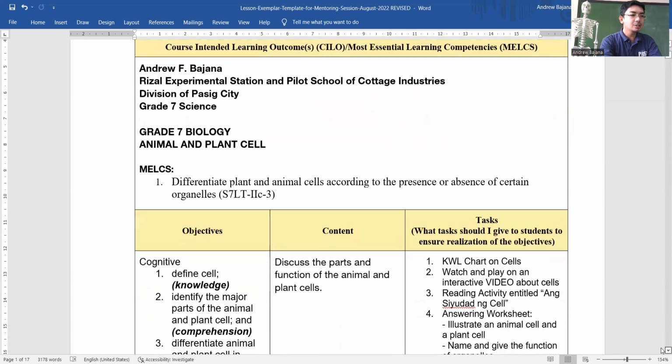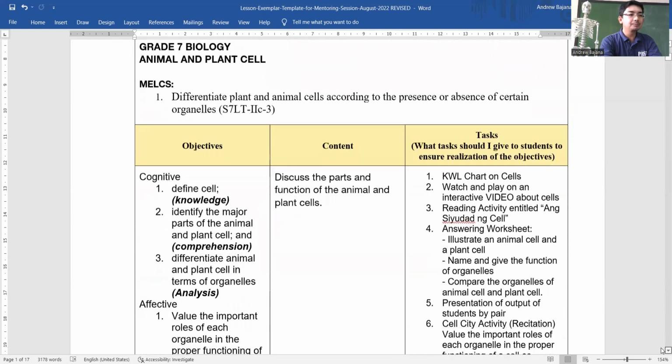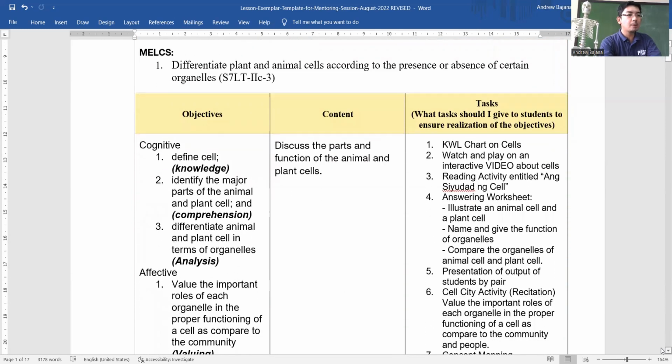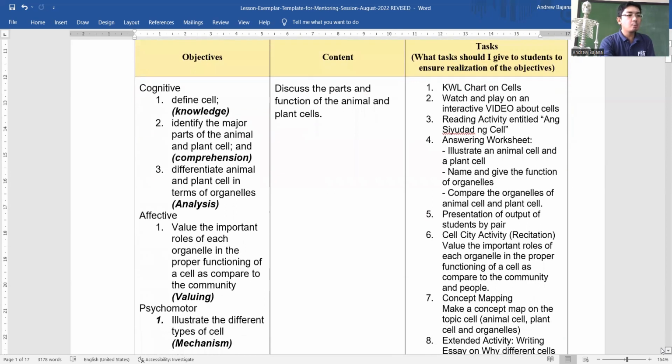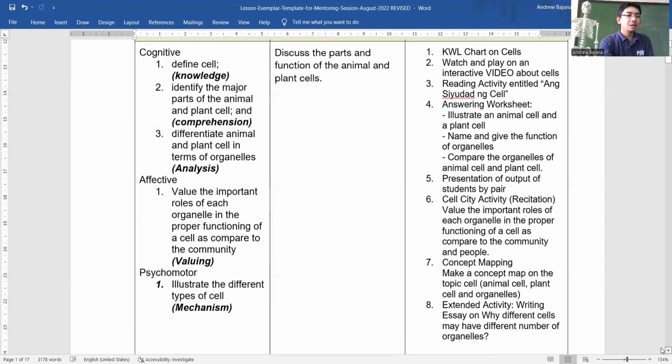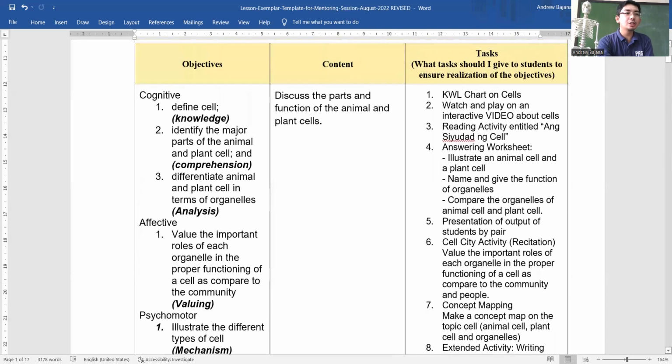Objectives. First, define cell. Second, identify the major parts of the animal and plant cell. Third, differentiate animal and plant cell in terms of organelles. Next, value the important roles of each organelle in the proper functioning of a cell as compared to the community. Illustrate the different types of cells. For the content, discuss the parts and function of the animal and plant cells.